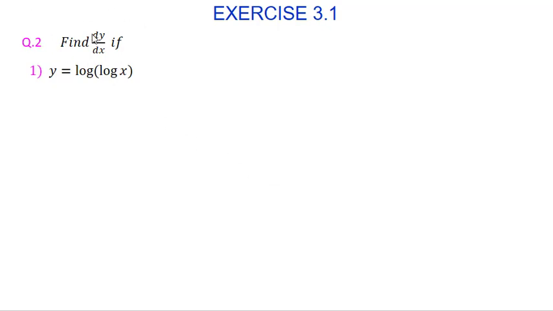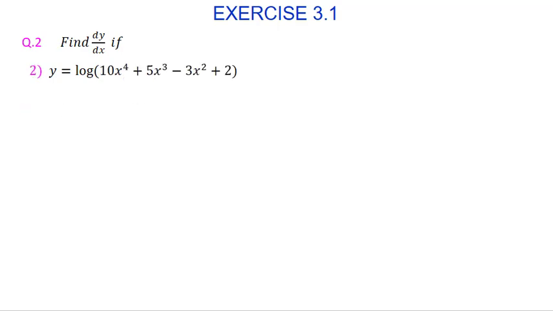Let us move to the next set of questions. Here again we have to find dy upon dx if y is equal to log x. So the only difference between the first question and this question is that here I am using a logarithmic function. So what I will do? I will take this log x as u and I will get y is equal to log u. So y is a function of u and u is log x. So u is a function of x, and again I will use the chain rule and find the derivative. So this problem also you solve by yourself.